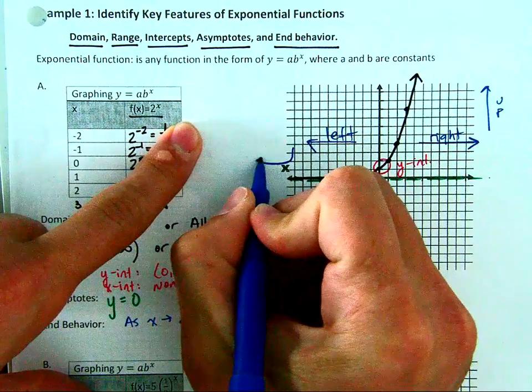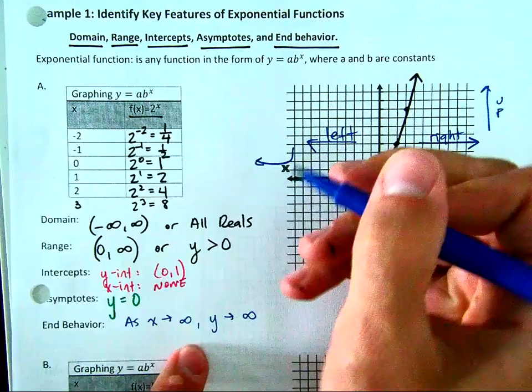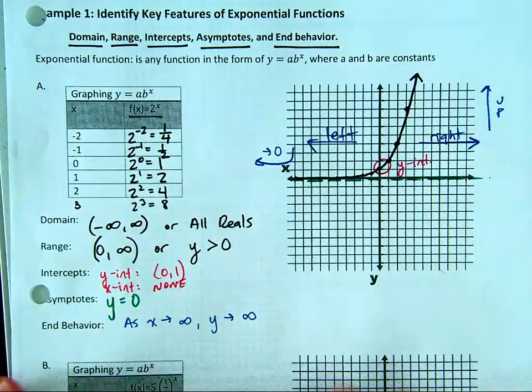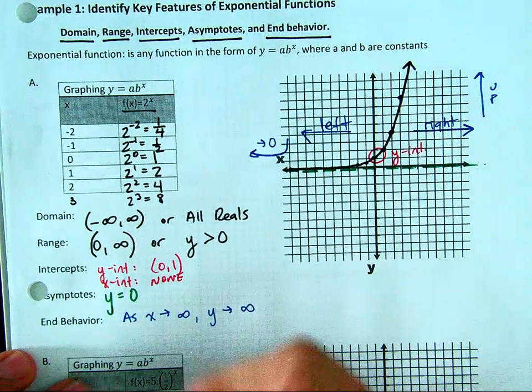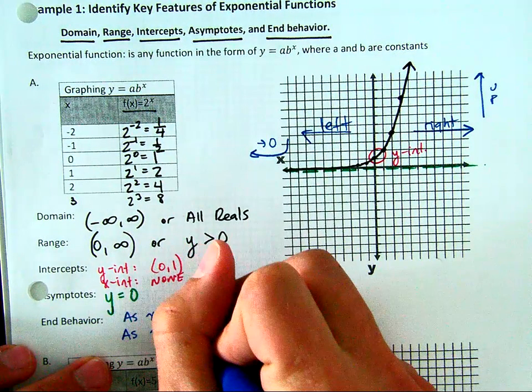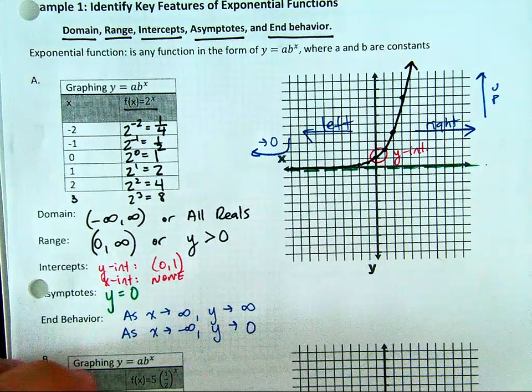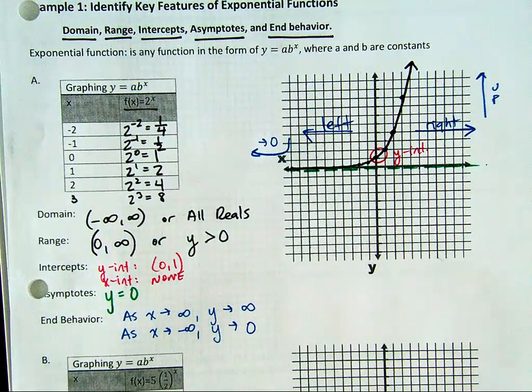So it's actually not going to negative infinity like we've said before, but it's actually approaching 0. So for the end behavior, we say as x goes to the left, or as x goes to negative infinity, y approaches 0. All right, so that tells us the end behavior of the graph. Okay, let's look at one more of these.